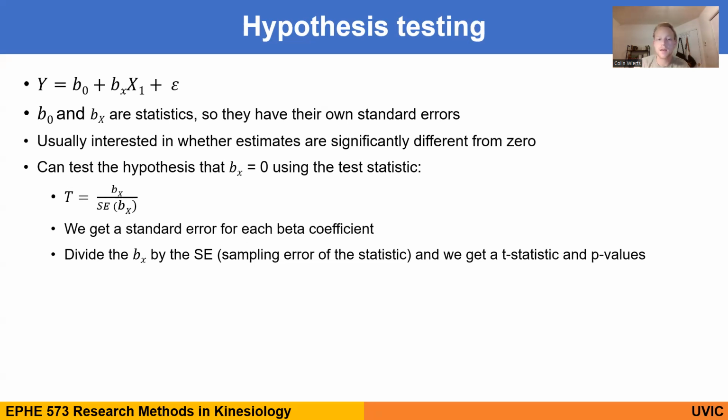We can calculate a t-statistic, dividing that estimated difference or the estimated relationship by the standard error. Usually when people report their regression model results, or you get regression model results, you're going to get standard errors. If you divide your beta coefficients by the standard error, it's going to give you the t-statistic, and it's also going to give you a p-value.